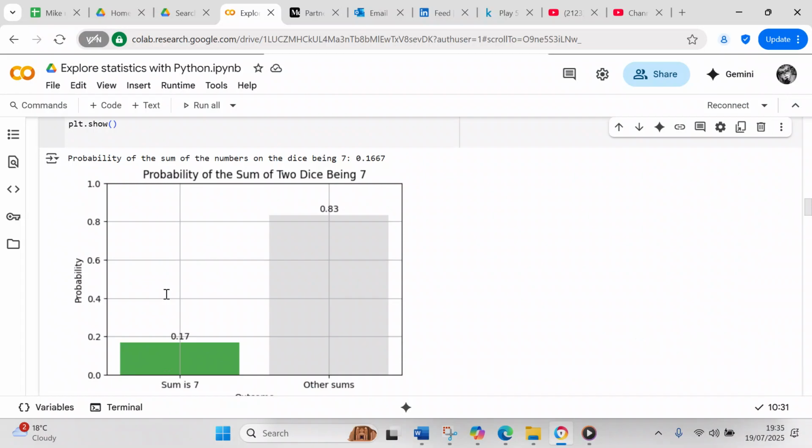being 7, the sum is 7, is 16.67%, and other sums is going to be 1 minus 16.67%. So it's going to be 1/6 is the probability that the sum is 7, and 5/6 is the probability that the sum is not 7.